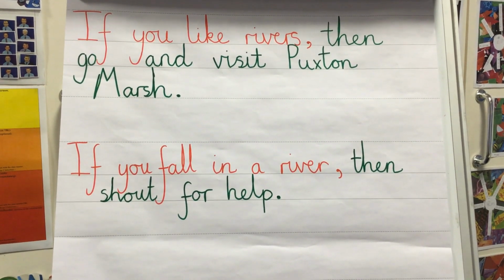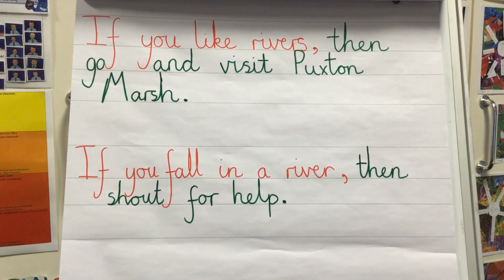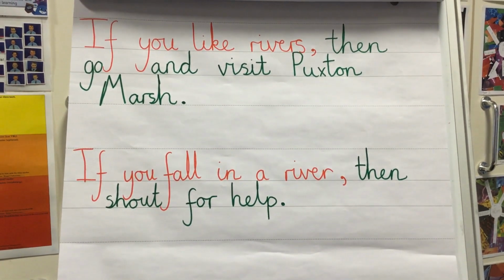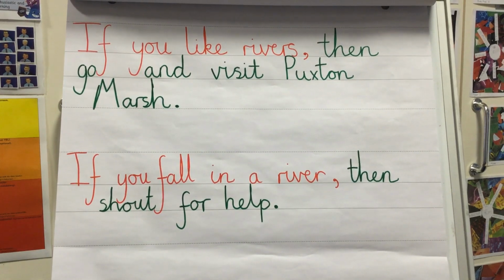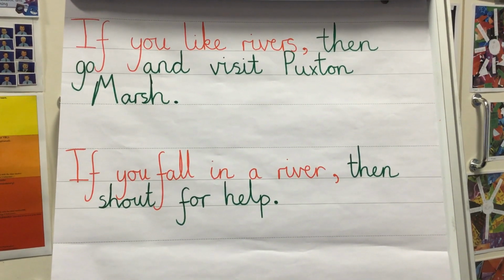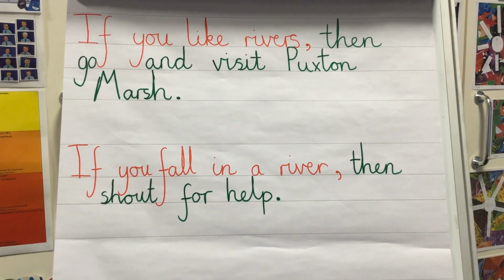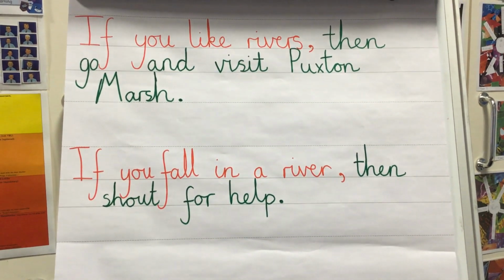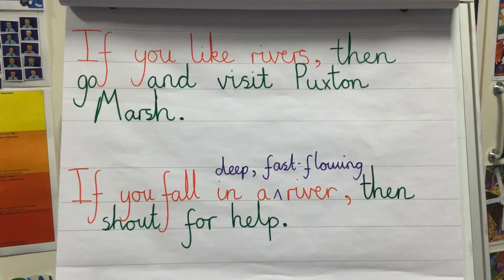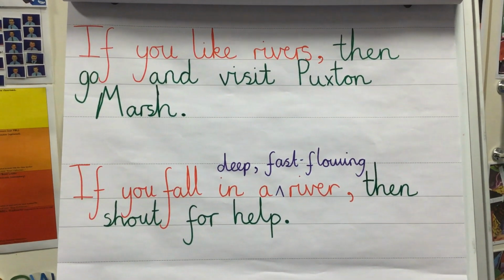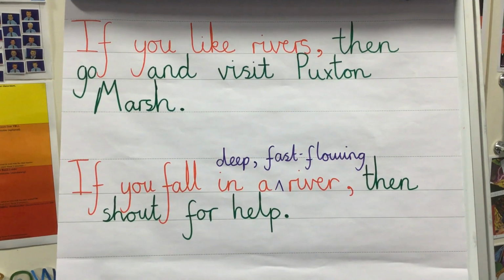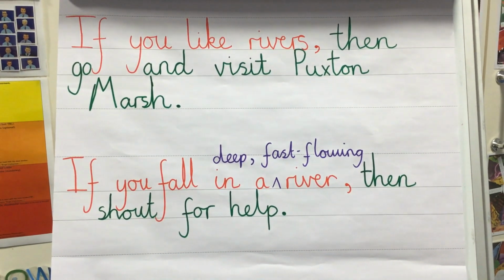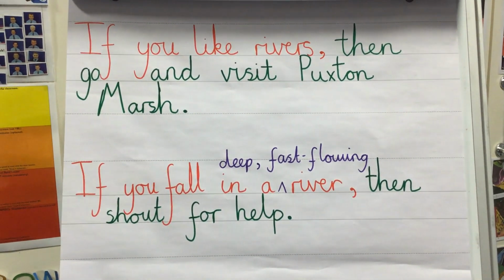What a good idea. I could add in an expanded noun phrase to add extra detail. So I'm going to look for the noun in the sentence. If you fall in a river, I know river's a noun, so I'm going to think of 2 adjectives to describe the river and have a go at adding them into my sentence to make it even better. I've added extra detail to my sentence by adding in an expanded noun phrase to describe the river. If you fall in a deep, fast-flowing river, then shout for help. Full stop.